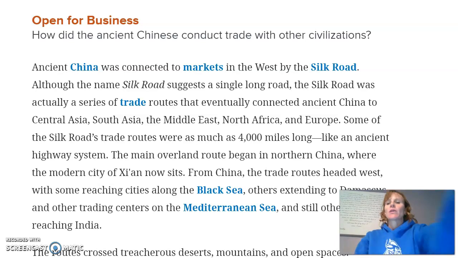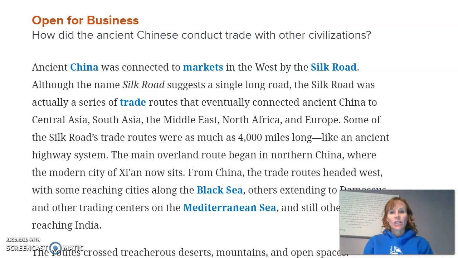The first vocabulary word I'm going to talk about is civilization, just to make sure when we're talking about civilizations, we know what we're talking about. A civilization is just a society, a human society. So we're going to be talking about how the Chinese traded with other civilizations or human societies. Treacherous. It's just a big word for the word dangerous. Scary, treacherous, not safe.